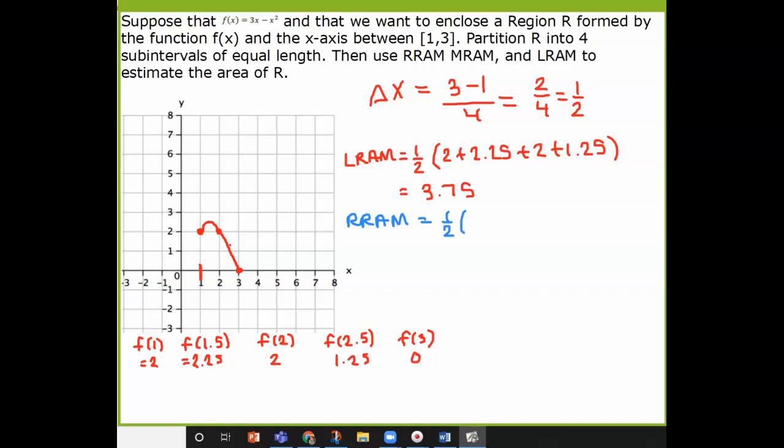RRam is picking the right endpoints. So that would be 2.25, 2, 1.25, and then 0. So given that the last value in this case is 0, I can already say that my left ram is going to be my over, and my right ram is going to be my under.